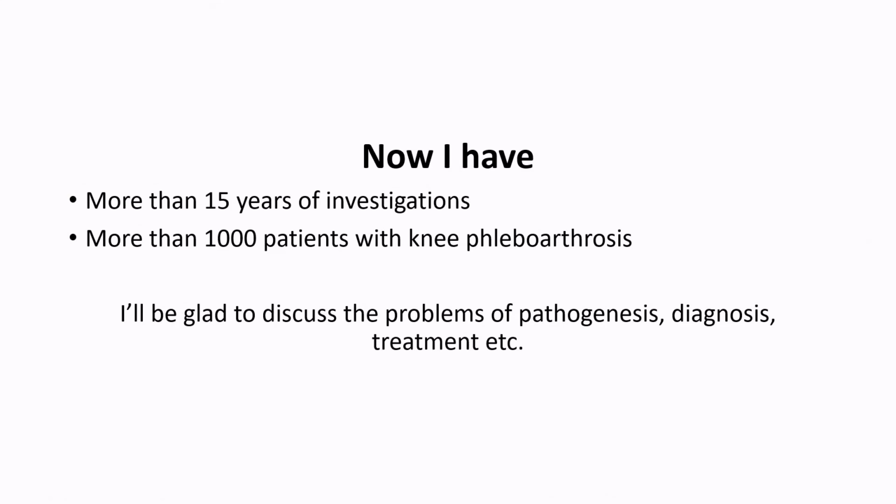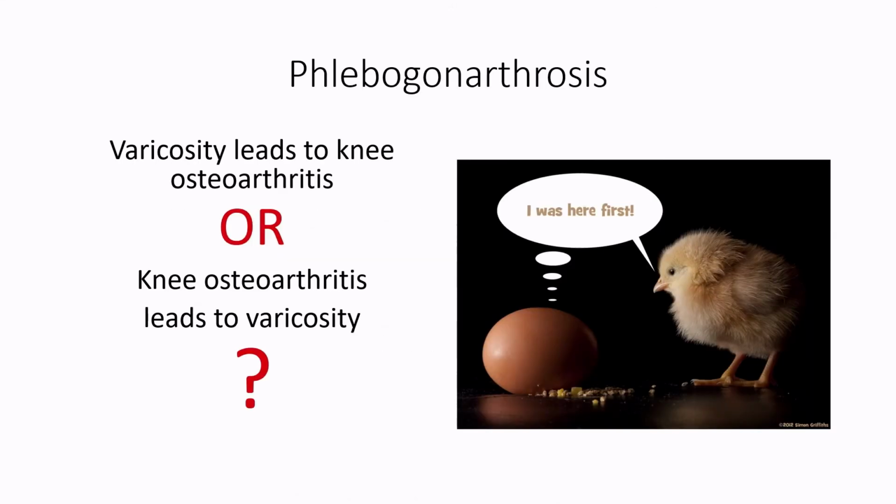Now we have more than 15 years of investigations, more than 1,000 patients with knee phlebitis. I will be glad to discuss the problems of pathogenesis, diagnosis, and treatment of this disease. For example, I think a very important question is the question of the hen, the chicken, and the egg: varicosity leads to knee arthrosis, or knee osteoarthritis leads to varicosity. I think that I have the answer to this question.